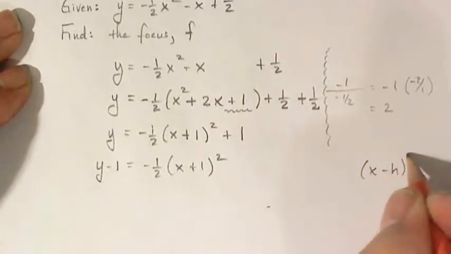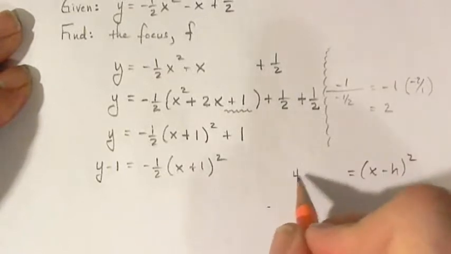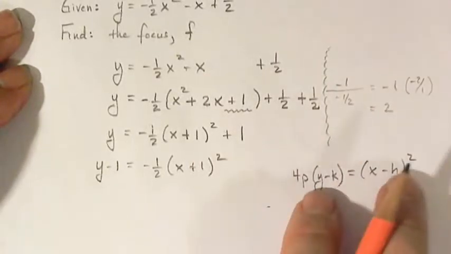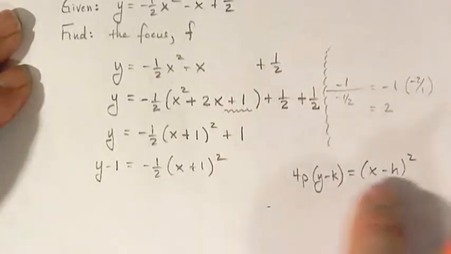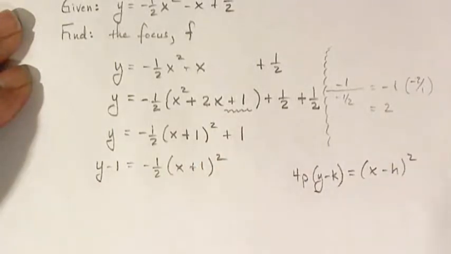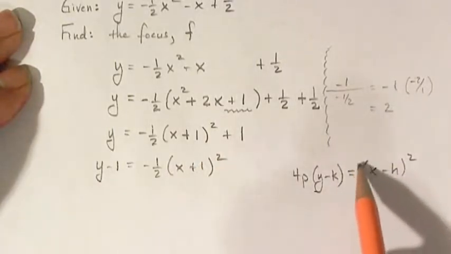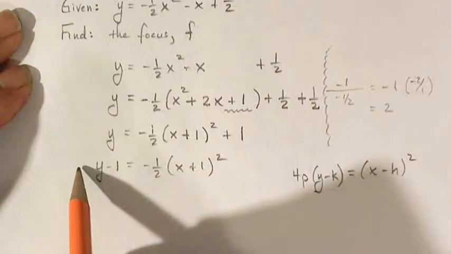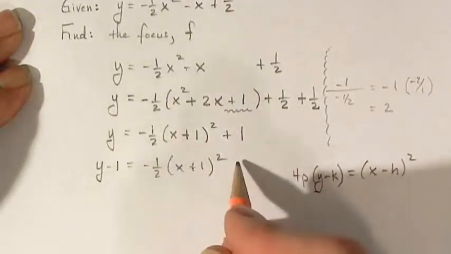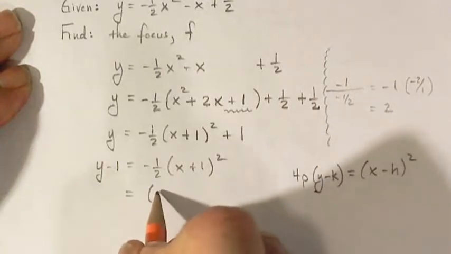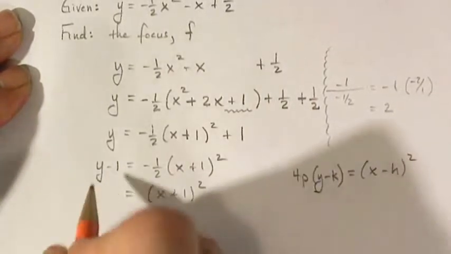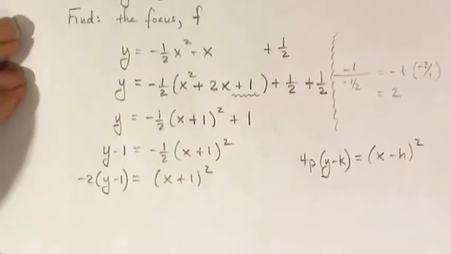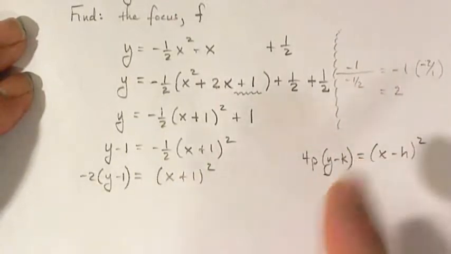x minus h squared equals 4p y minus k. Now, I just took the standard equation and reversed it so that we have things on the same side and we can compare. This is telling me I don't need a coefficient here, but I need something on the other side. So this really needs to be over here. So I'm going to multiply both sides by negative 2, and I get x plus 1 squared, and this is negative 2 y minus 1. Getting closer. This is starting to look more like this.